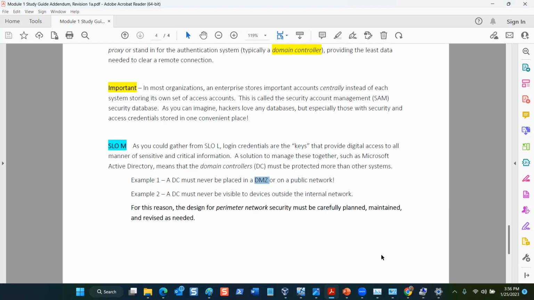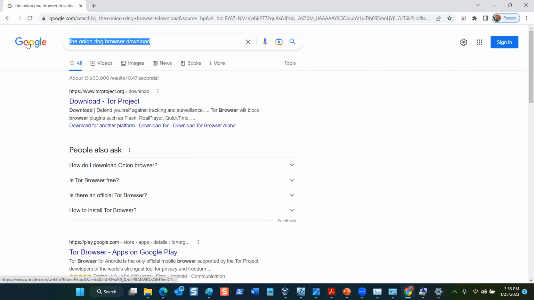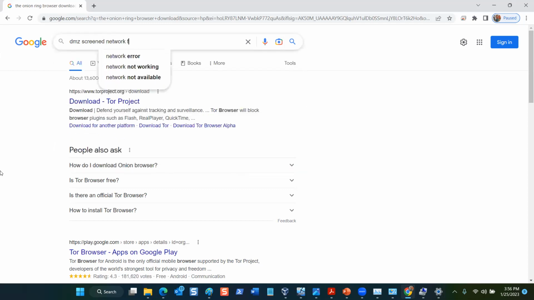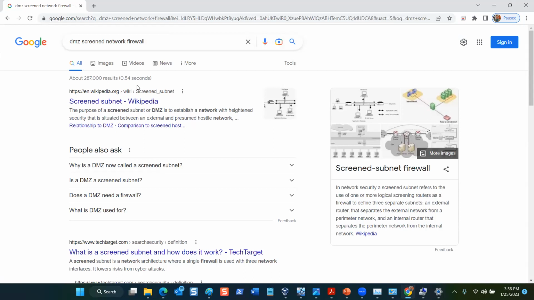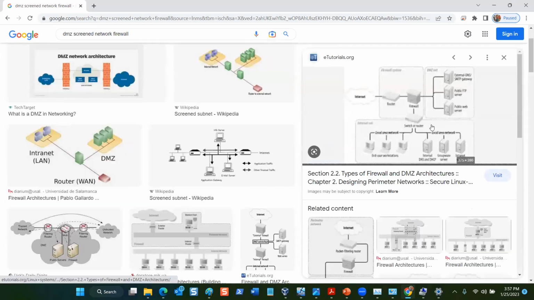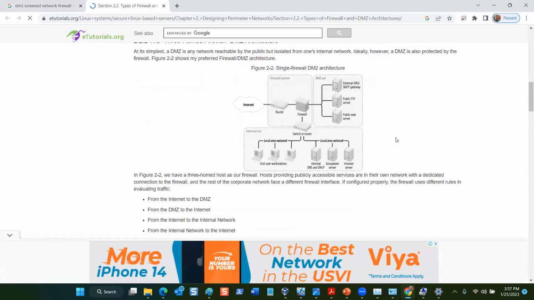In simple terms, now let's give you a picture. So I'm going to search for the term DMZ, screened network firewall, and let's just get some images here. So we got to pick the right one. This is a good one right here. Can everybody see this?